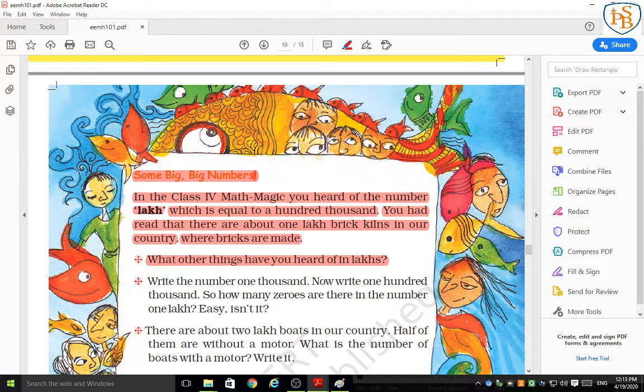Correct? Yes, very good. Whenever we talk about the price of a car, what is the price of a car? It is tentatively about 5 lakh, 6 lakh, 7 lakh and so on. Correct? So the price of trucks and vehicles, so many times we heard the price of vehicles in terms of lakh. The next question: write the number.